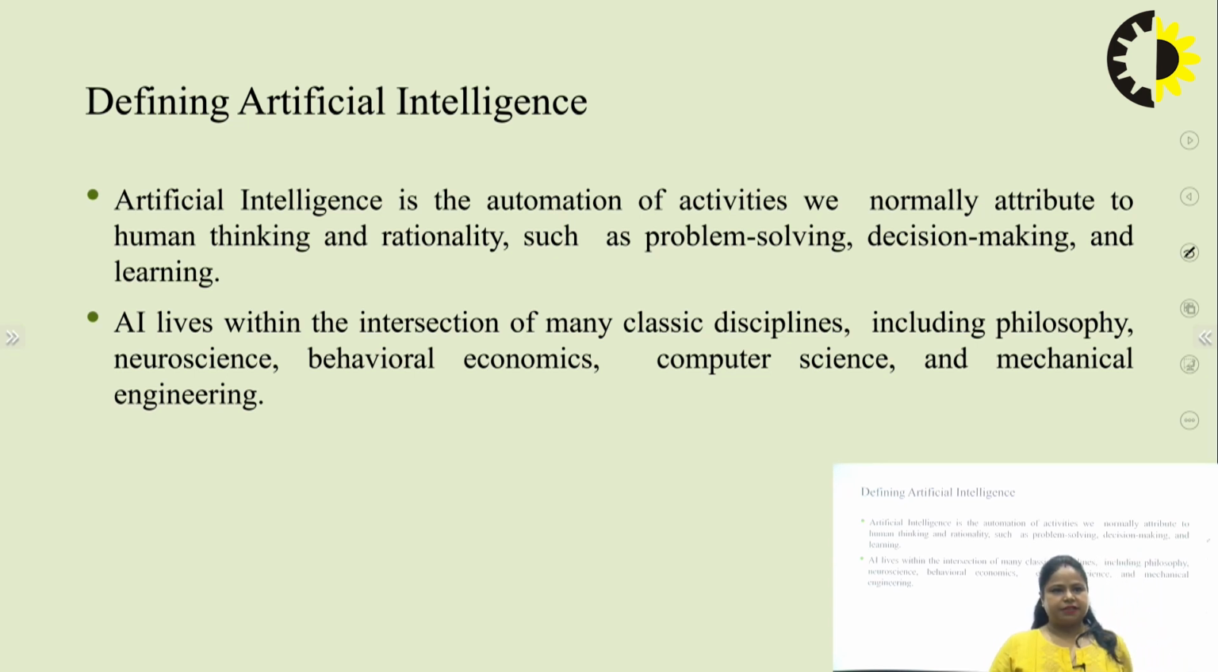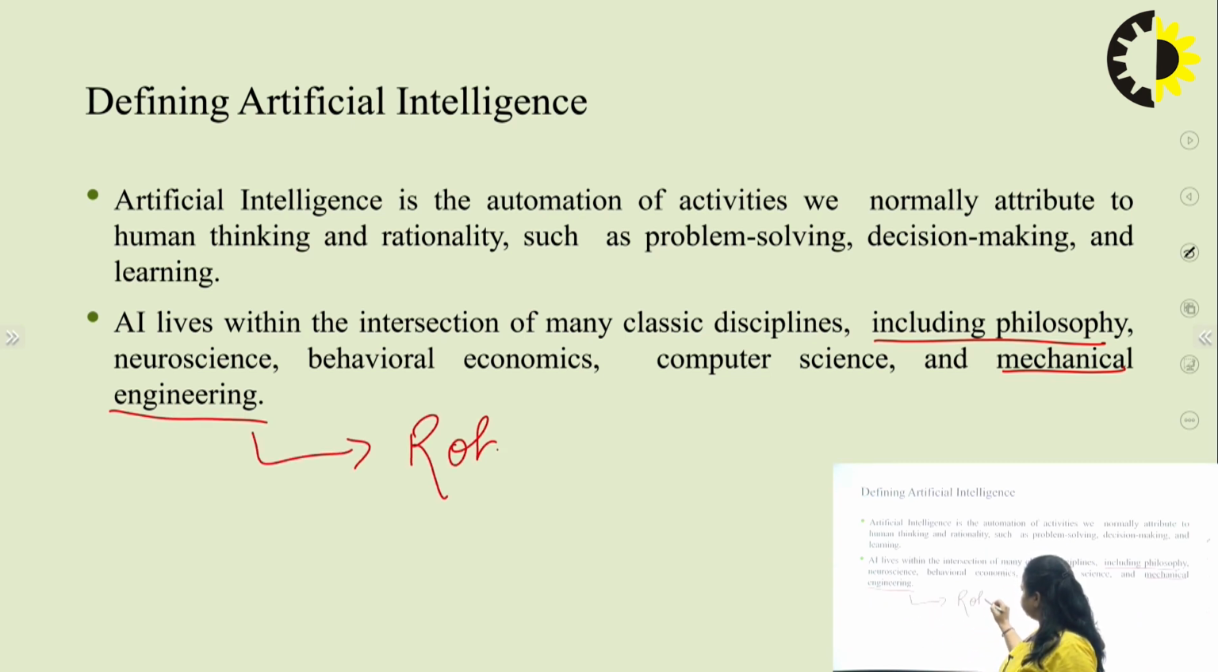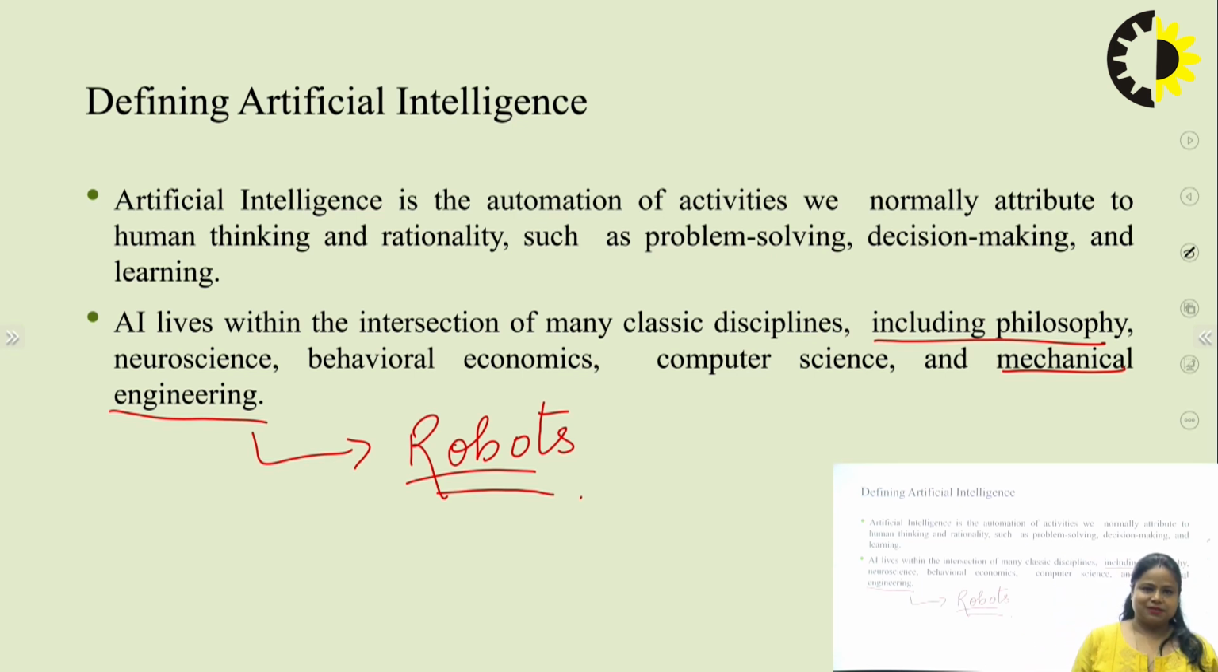Then AI lives at the intersection of many classic disciplines, like philosophy, neuroscience, behavioral economics, computer science and mechanical engineering, right? Because I'm targeting my mechanical engineering students, I can say AI works when we generate robots. What do you mean by the term robots? They are like human beings. That is why we are focusing on robots.